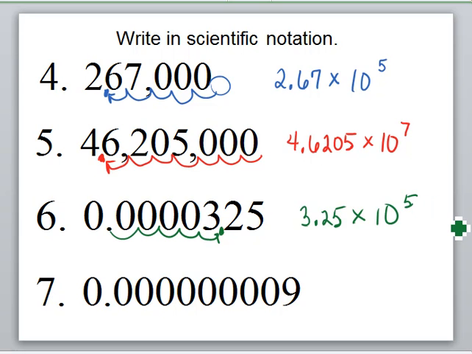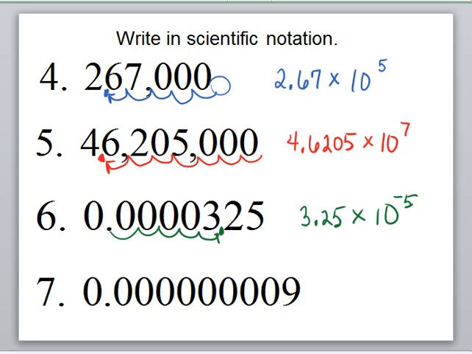I still need to decide if this is positive or negative. In this case, I'm deciding that it's negative because this 3, in order to make it really, really small, I would have to multiply by a very small number, and this would be like having that fraction 1 over 100,000. So it would be multiplying by a decimal, which would make it very, very small.